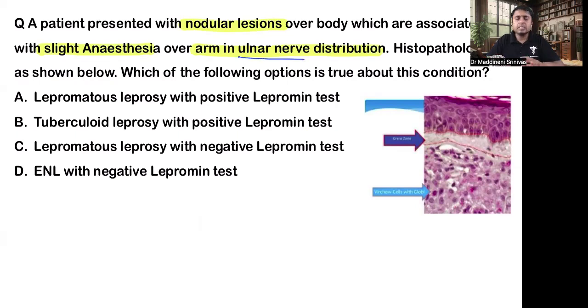So if this is the picture which is given, you should think of the diagnosis of leprosy. First thing is leprosy. So nodular lesions, in which type of leprosy are we going to see them? We are going to see them in lepromatous leprosy.